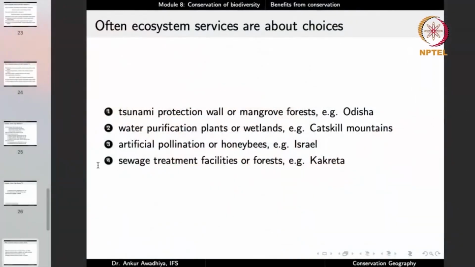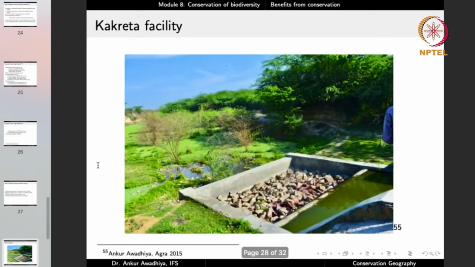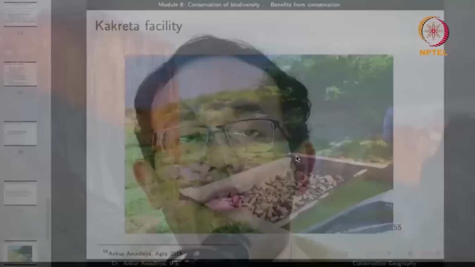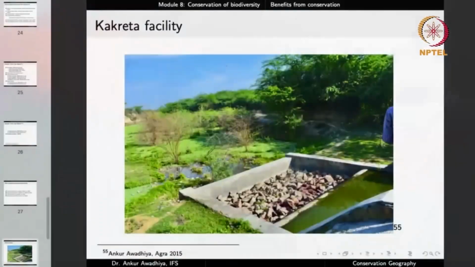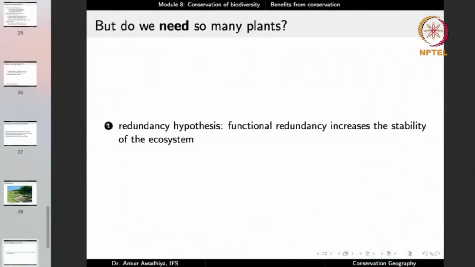Similarly, if we talk about sewage treatment facilities, we can make use of forest to treat our sewage. A very good example is the Kakreta facility in the city of Agra. In this case, the sewage water is moved through an artificial wetland, through these forests, and these forests not only treat this water but also reduce the volume through the process of transpiration. And so ultimately the effluent load into the river is reduced. So these are all different choices.